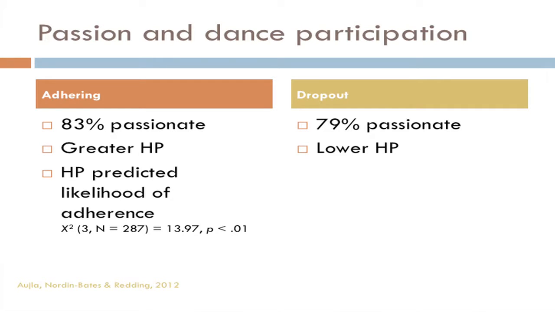Now, that might not be hugely surprising because you could argue that those criteria are actually quite easy to meet. But the real difference came when we looked at the harmonious passion scores, and we found that adhering students reported statistically greater harmonious passion than those who later dropped out. And even further to that, we found that harmonious passion actually statistically predicted the likelihood of adhering to training or committing to training. So the more harmoniously passionate the student dancers were about dance, the more likely they were to stick at their training. What was really interesting and I think quite encouraging about this research was that obsessive passion didn't seem to play a role at all.